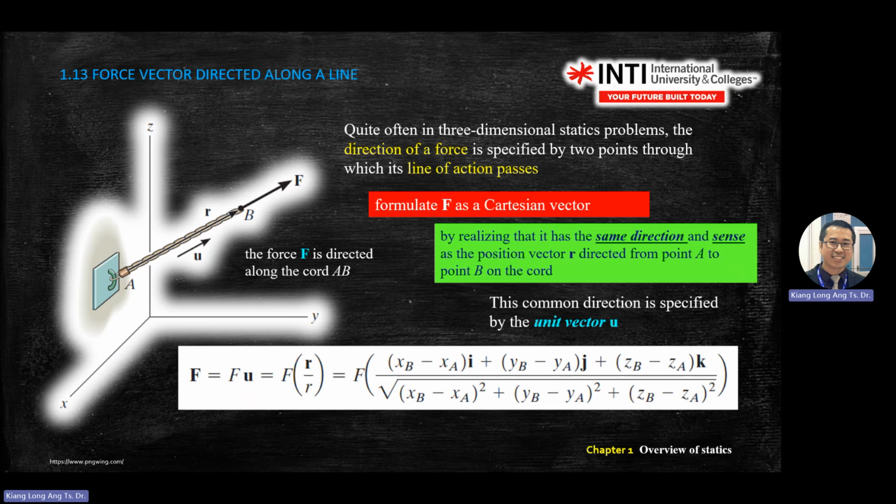What happens if you have a 2D problem? Can you still use Cartesian vector? Can. You only remove the Z. You don't have K. You only have I and J.